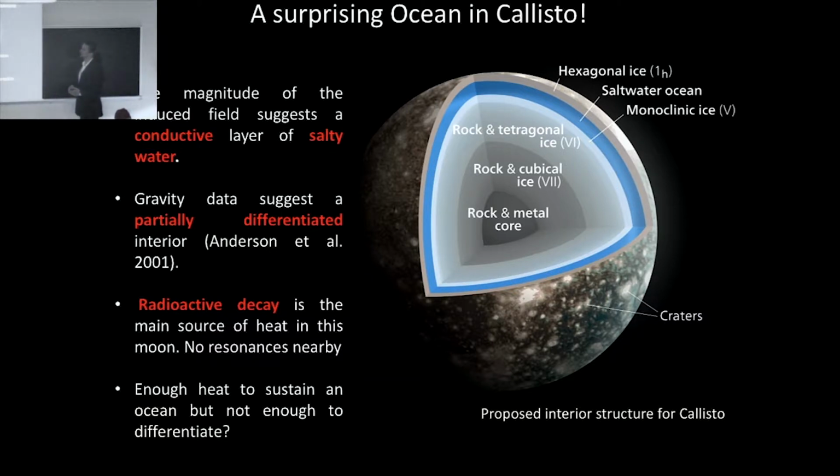What's interesting about Callisto is that it is not being tidally heated. It's not in resonance with any of the other moons. It's just on its own. So most of the heating in Callisto is really coming from the remnant radioactive material in its interior. This radioactive material was enough to melt the ice, but it wasn't enough to differentiate the different layers.